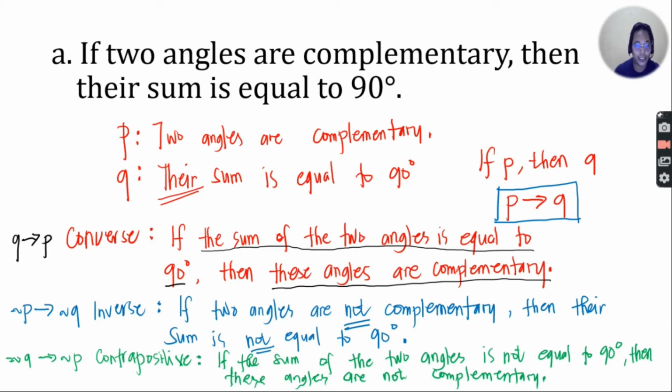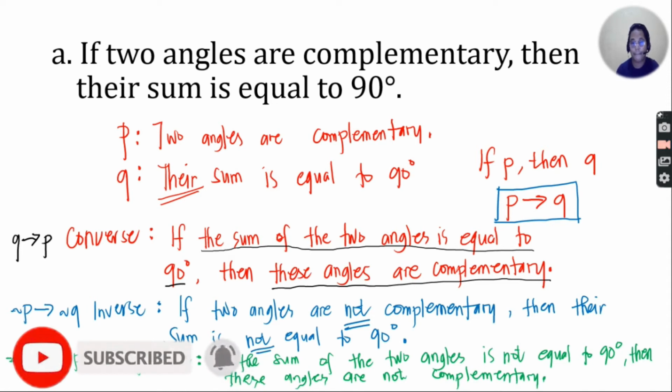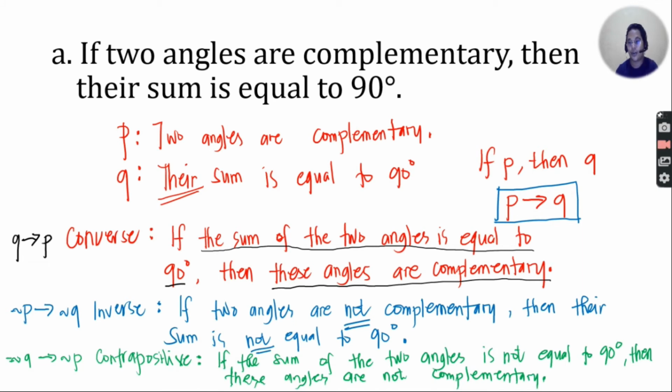Ulitin ko lang, or highlight ko lang po yung pag-transform from conditional statement to its converse, inverse, and contrapositive. Pag conditional statement, we have P implies Q. Pag converse po, magre-reverse po yung ating hypothesis and conclusion, magiging Q implies P. For our inverse, mag-negate po tayo ng ating hypothesis and conclusion, magiging not P implies not Q. Then, for our contrapositive, we are negating Q implies P, so not Q implies not P po.